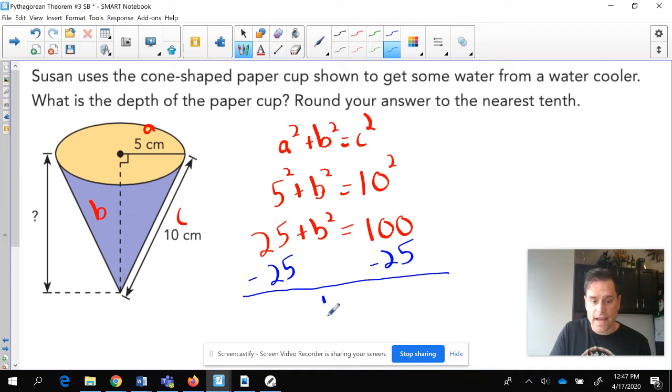Very similar to what we did last week. This is an easier one to start us off, and then we'll get into some more complex stuff. So this here, again, we don't want to know what B squared is. We want to know what B is. We're going to find the square root.